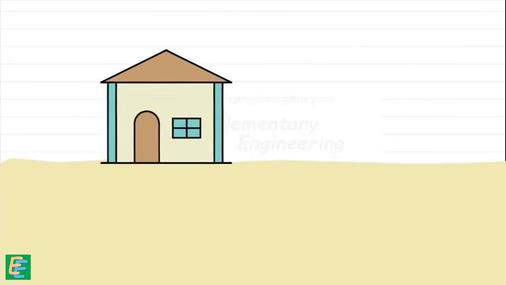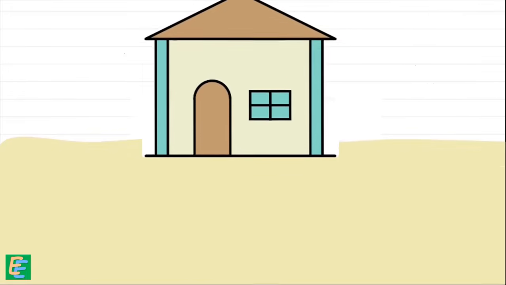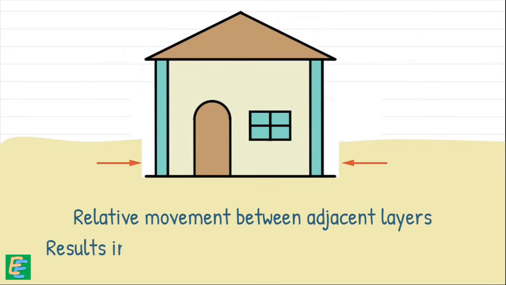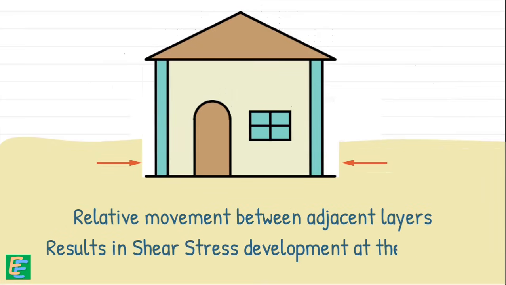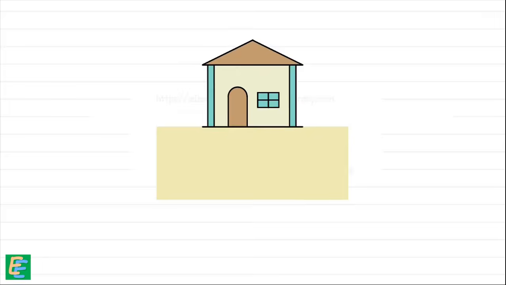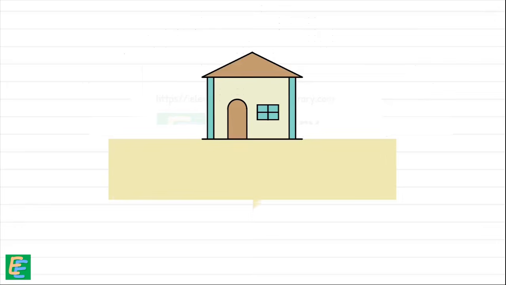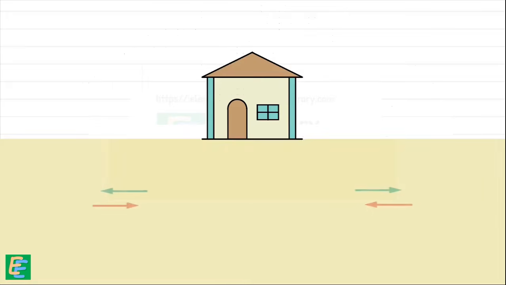Additionally, when soil is under load, it tends to settle more than its adjacent layers, causing a relative movement between them and resulting in shear stress development at the edges. Another factor is that when compressive loads are applied, the soil tends to expand sideways. This lateral expansion also creates shear stress within the soil structure.